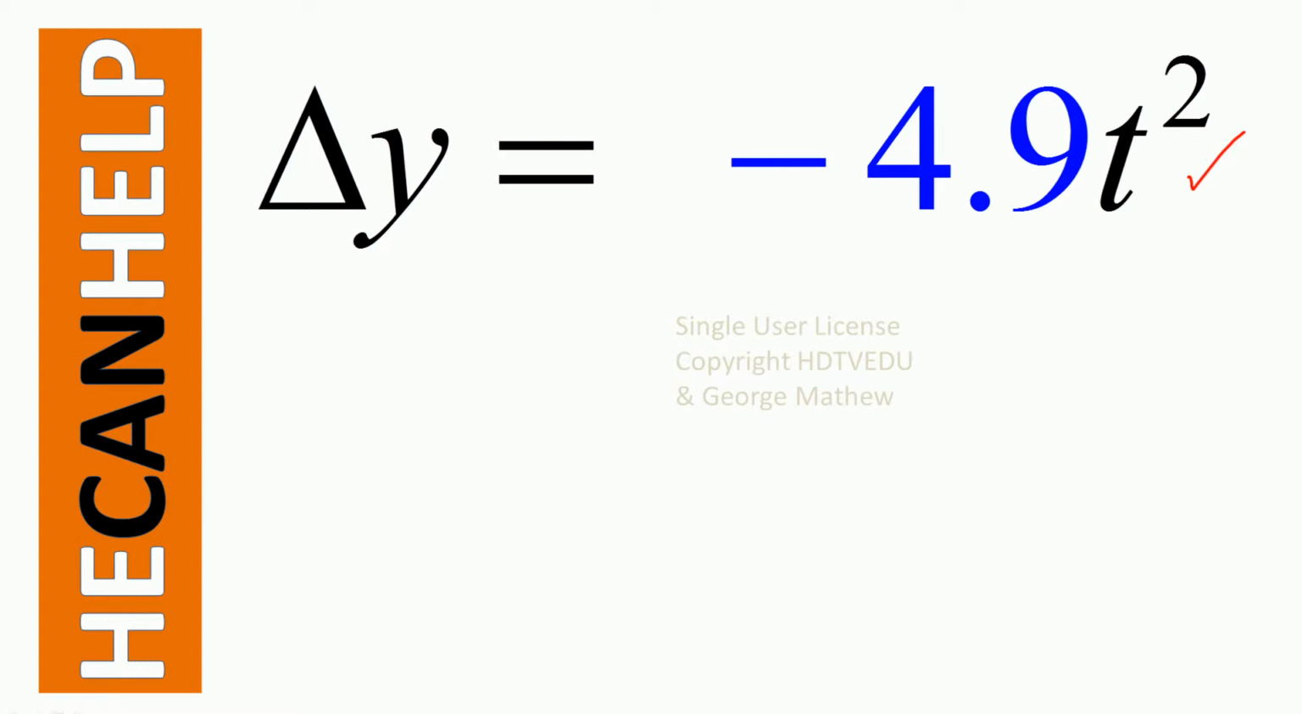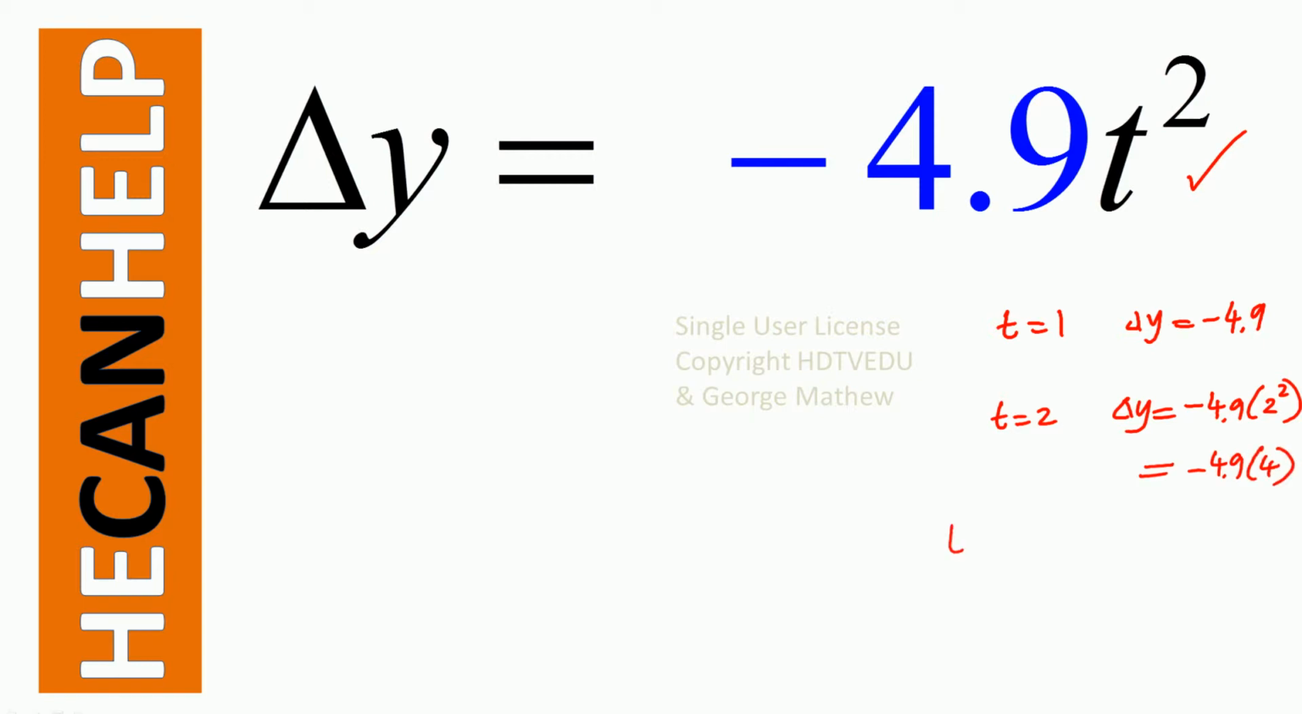What is t? T is the time in seconds. So all you have to do is substitute t is equal to 1 and get the displacement for t equal to 1. Delta y is equal to negative 4.9. Why? Because t to the power of 2 is 1 to the power of 2, and that is 1. So what is 1 times negative 4.9? Negative 4.9. How about t is equal to 2? What is delta y? It will be negative 4.9 times 2 to the power of 2, t squared, right? So negative 4.9 times 4.